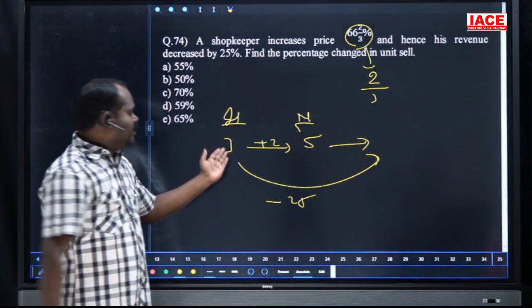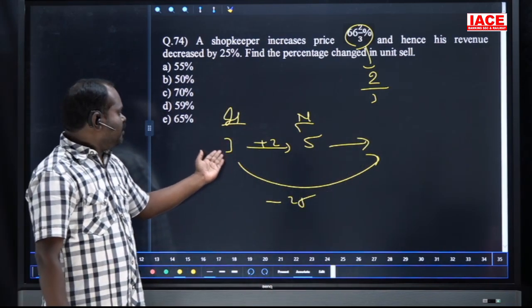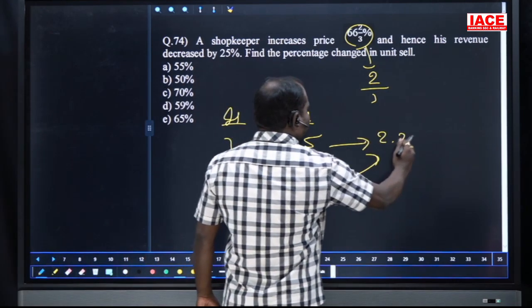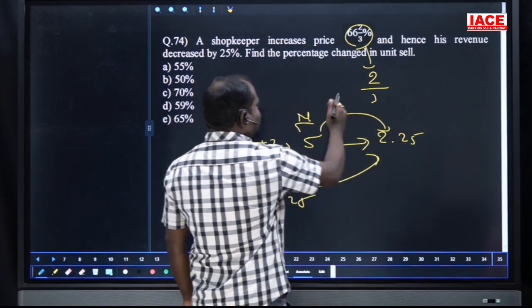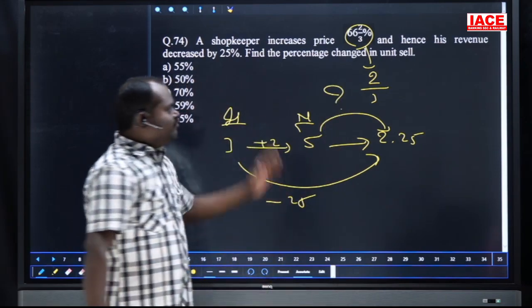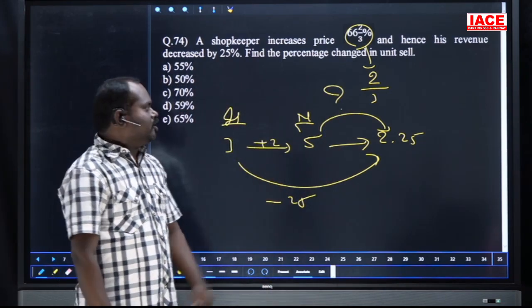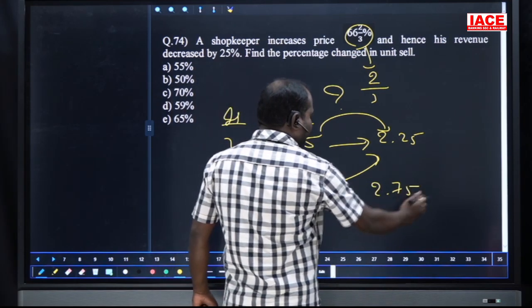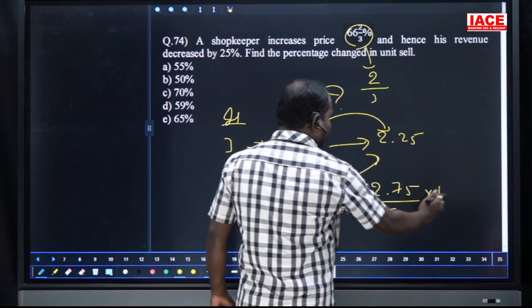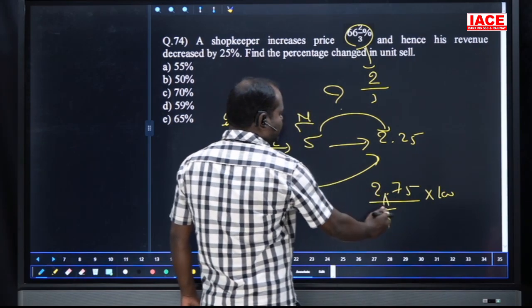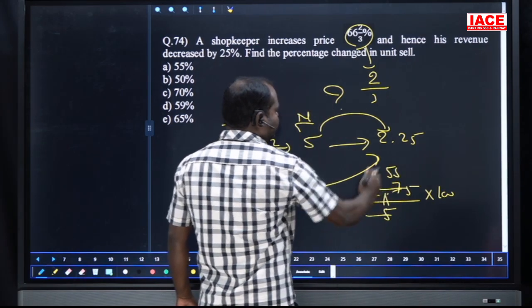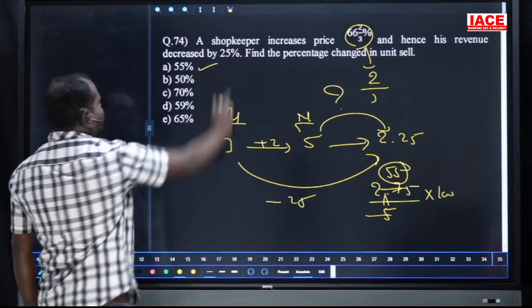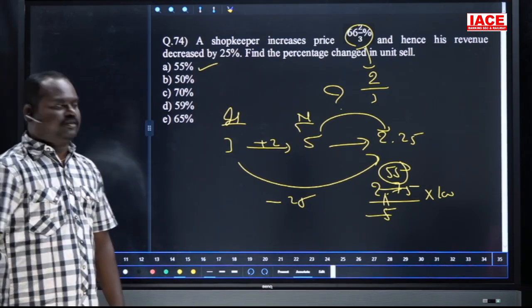But one fourth of that, 0.75, so now he was getting only 2.25. So what is the percentage change the question is asking? From 5 it comes to 2.25. How much difference? 2.75 by 5 into 100, so the decimal will cancel, 5 5s 5, 55%. Option A, 55%. Next.